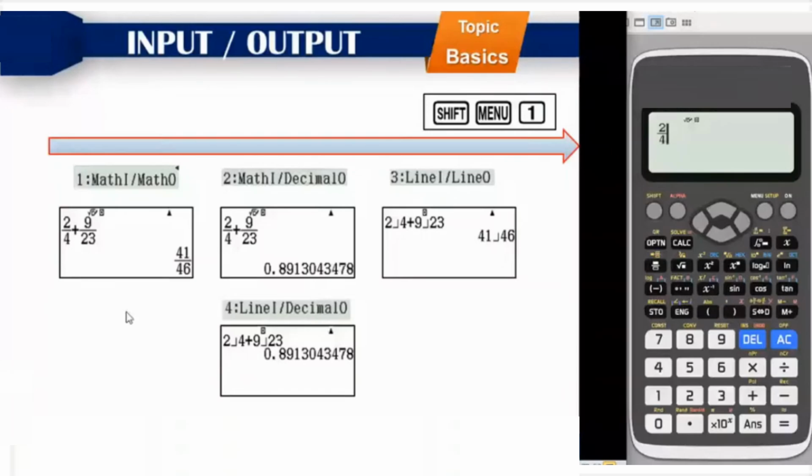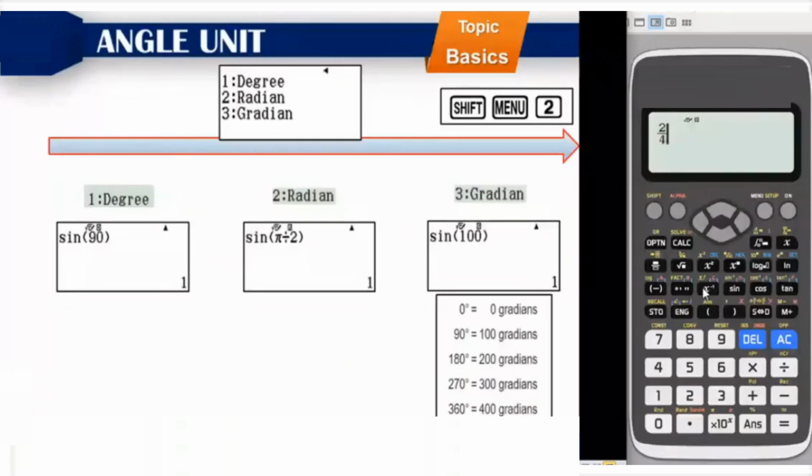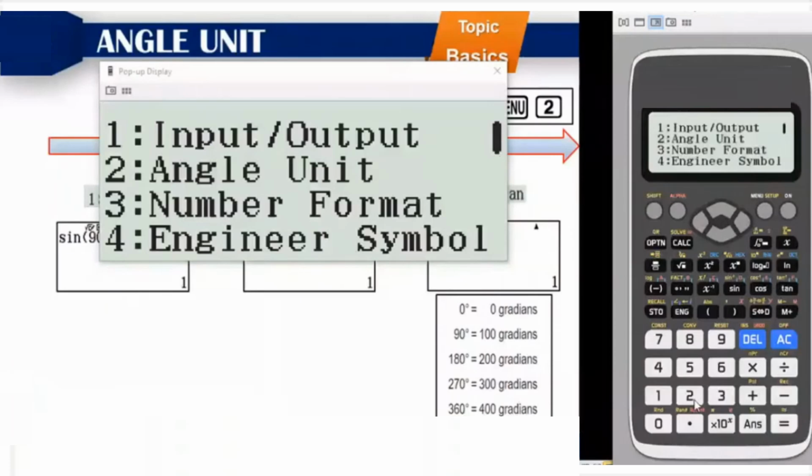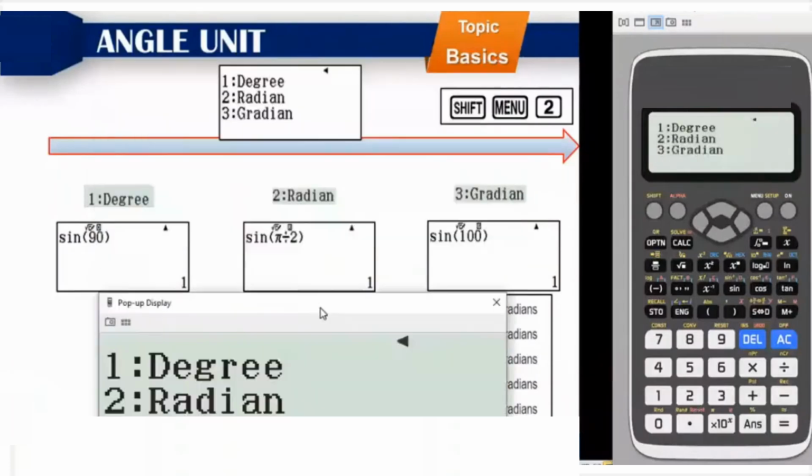All right, so the next setup is shift and menu, and it is angle unit. So I will press 2. When I press 2, the calculator is asking me whether I want to solve my question in degree mode, radian mode, or gradient mode. We did trigonometry in detail, so we are all aware of the fact that 180 degrees is equal to pi radians is equal to 200 gradients. Similarly, 90 degrees is equal to pi by 2 radians and is equal to 100 gradients.